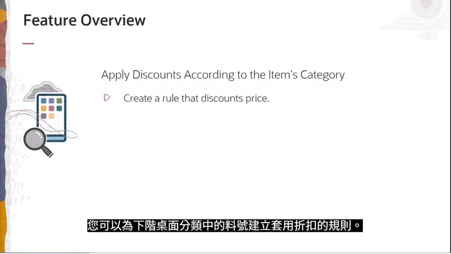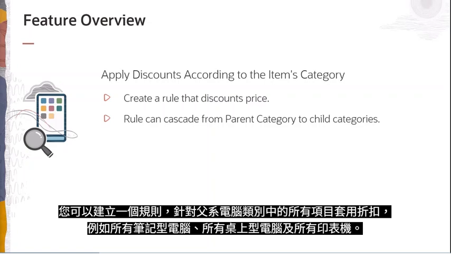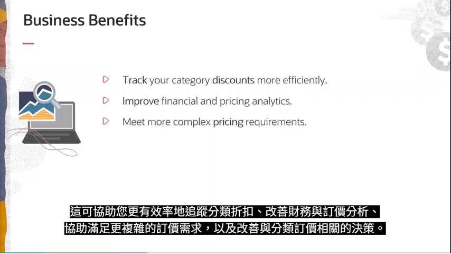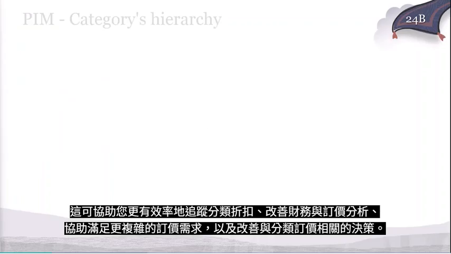You can create a rule that applies a discount for items in the child desktop category. You can create a rule that applies a discount for all items that are in the parent computers category, such as all of the laptops, all of the desktops, and all of the printers. Or you can just exclude the printers if you want to. This will help you track your category discounts more efficiently, improve financial and pricing analysis, help meet more complex pricing requirements, and improve decision-making that involves category pricing.